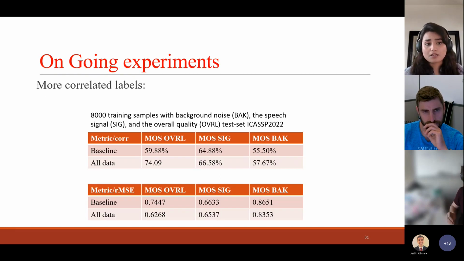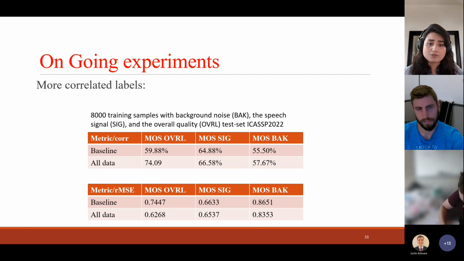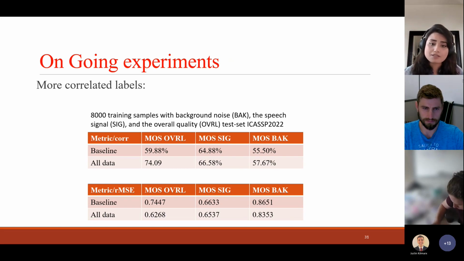There are also some ongoing experiments that we are trying. The first experiment is that, instead of this acoustic parameter, we are trying to estimate more correlated labels. We have 3 labels, MOS OVRL, MOS SIG, and MOS BAK, which are overall quality, speech signal, and background noise, all evaluated by human listeners. We have 8,000 samples of these. 8,000 of our training samples have all 3 labels.